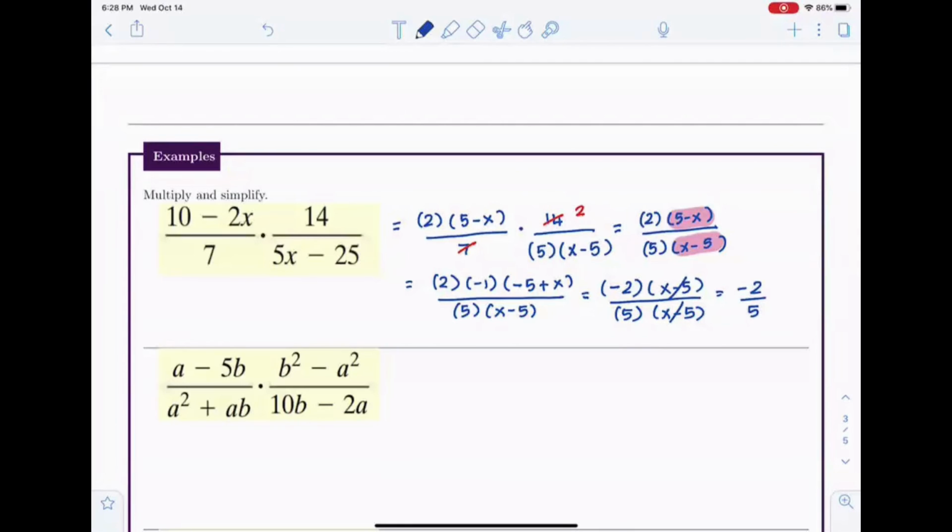Here we have a minus 5b divided by a squared plus ab. That is the first rational expression. The second one is b squared minus a squared divided by 10b minus 2a.